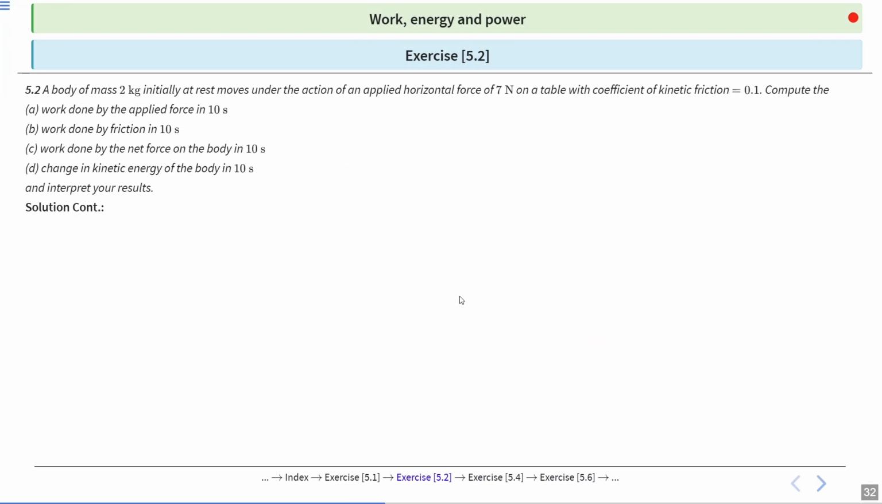Now using the form of the change in kinetic energy, substitute the values. You will get 1 by 2 into m, that is 2, final velocity 25.2 meter per second, and initial is 0. So when we solve this, you will get delta K is equal to 25.2 whole square. It means delta K is equal to 635 joule approximately. So the change in kinetic energy is this.